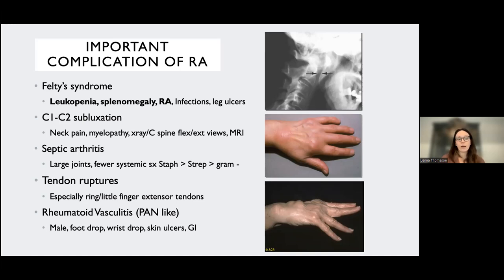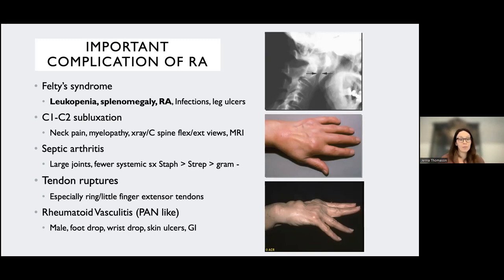So it's important to identify patients that may be at risk for this, or if patients are having a lot of neck pain, you can send them down to do a flexion extension film. And it's especially important if this patient is going to have surgery, because the anesthesiologist needs to know if they're at risk for myelopathy with manipulating their neck.